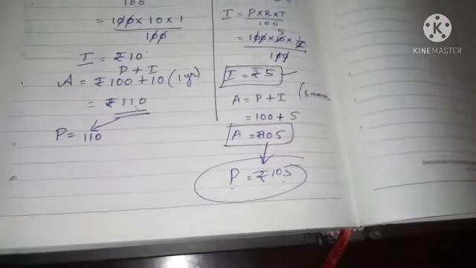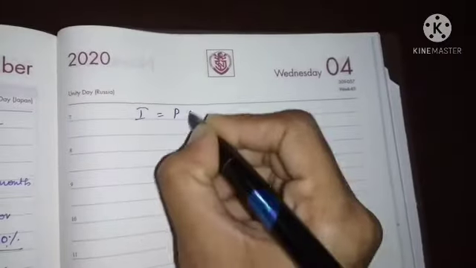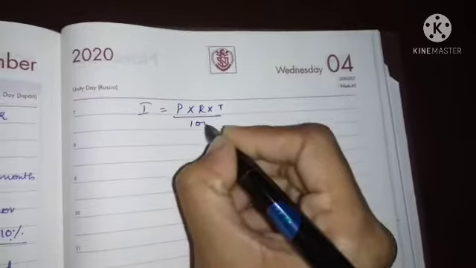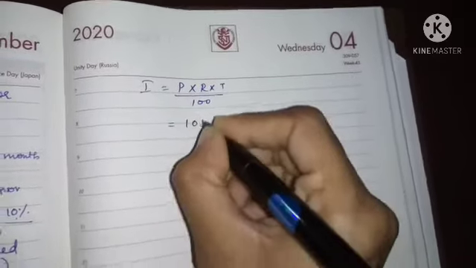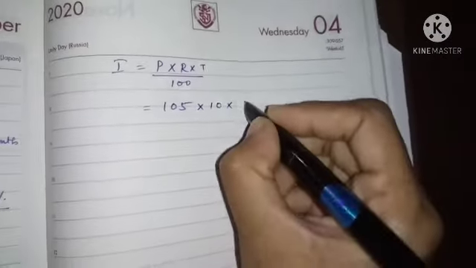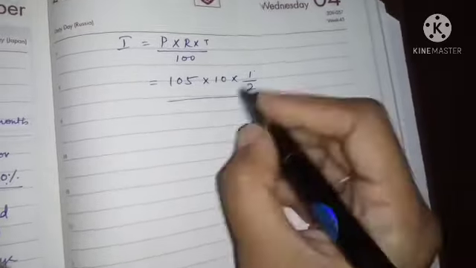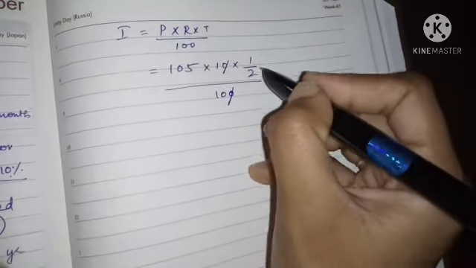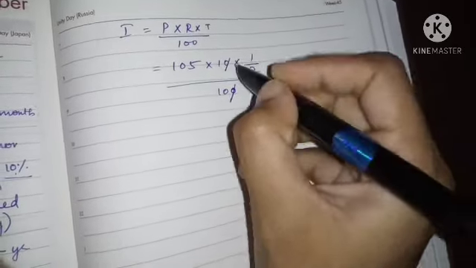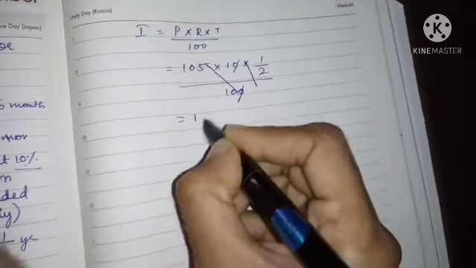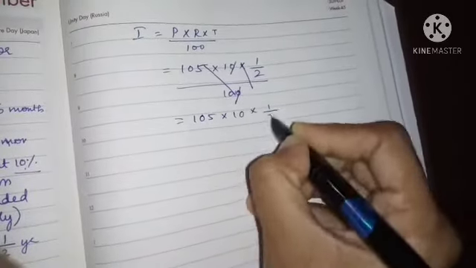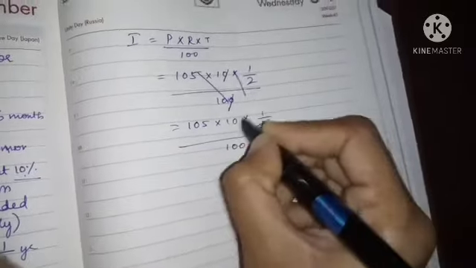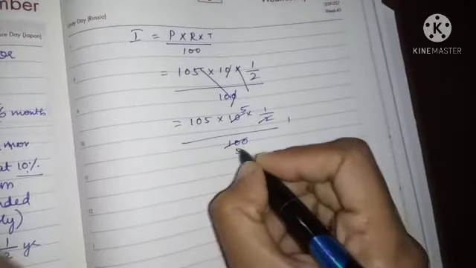The same rate, same half time period, 1/2. So interest is equal to P into R into T divided by 100. The principal is 105 rupees, into rate 10, into time period 1/2, divided by 100. The zeros cancel. 105 into 10 into 1/2 divided by 100. 2 ones are 2, 2 fives are 10. Okay, this is the five table, 50.